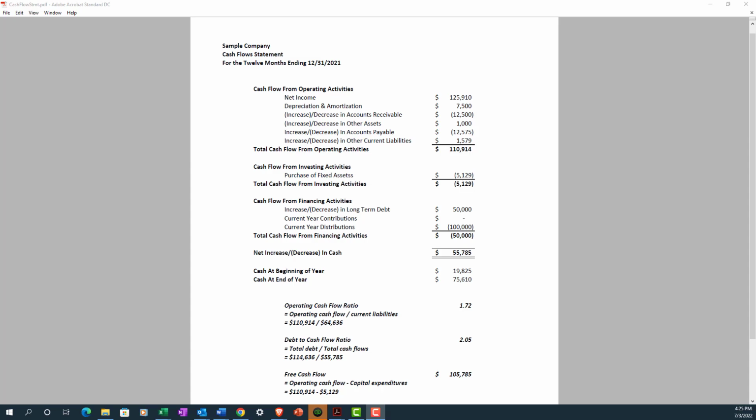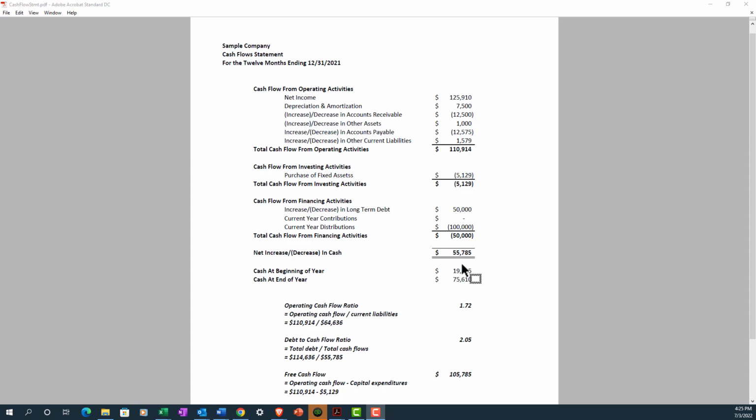Following the three core sections of the cash flow statement, you'll see right here a net increase or decrease in cash for the period. And below that, taken together, is a summary of your cash flows for the period. So you'll see there's the increase or decrease in cash for the period. And then below that, we see cash at the beginning of the year and cash at the end of the year.